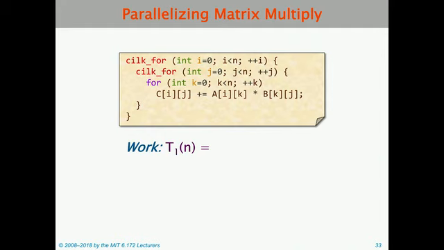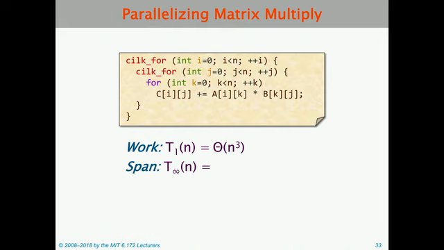Triply nested loop. N cubed. Everybody knows matrix multiplication, unless you do something clever like Strassen or one of the more recent Virginia Williams algorithms. You know that the running time for the standard algorithm is n cubed.